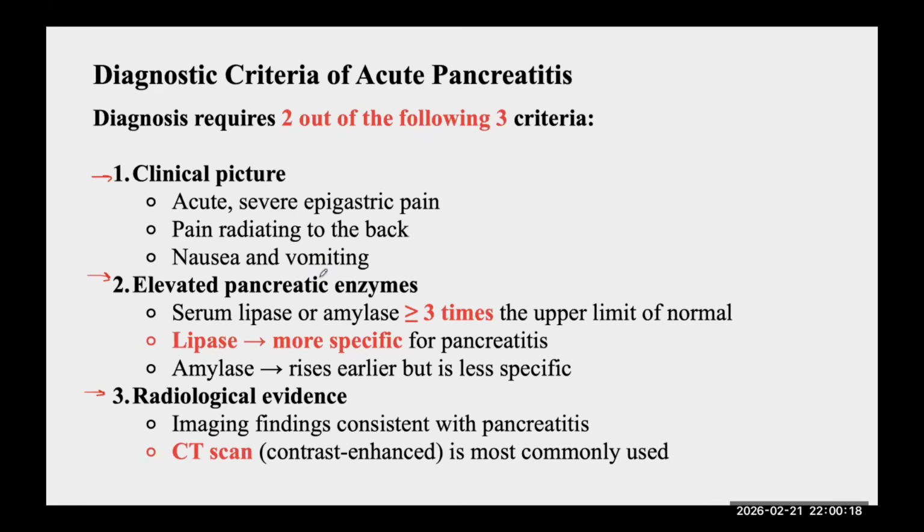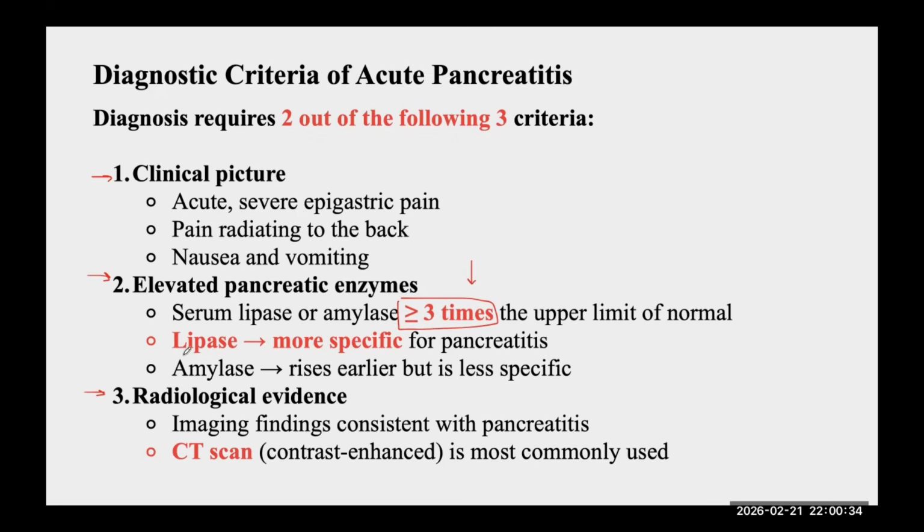So that's one criteria. The second one is elevated pancreatic enzymes. So you measure serum lipase or amylase, and they have to be 3 times or more the upper limit of normal. And this is important. If it's not 3 times or more, it's not meeting the criteria. It has to be 3 times or more.